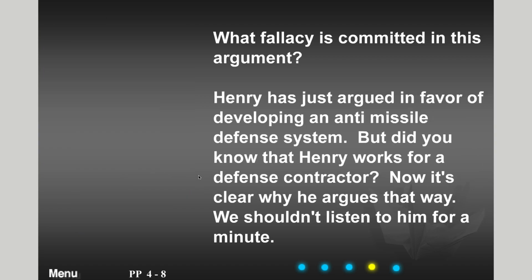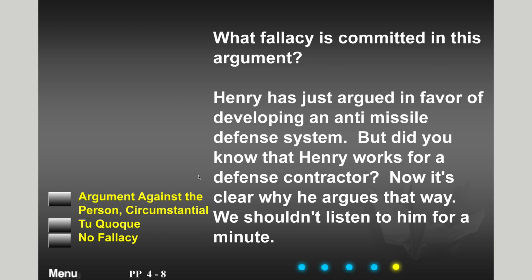Henry has just argued in favor of developing an anti-missile defense system, but did you know that Henry works for a defense contractor? Now it's clear why he argues that way. We shouldn't listen to him for a second. Right? So obviously this is something of a fallacy. It's an argument against the person, ad hominem in Latin. But it's arguing what? That based upon his circumstances, we shouldn't believe him.